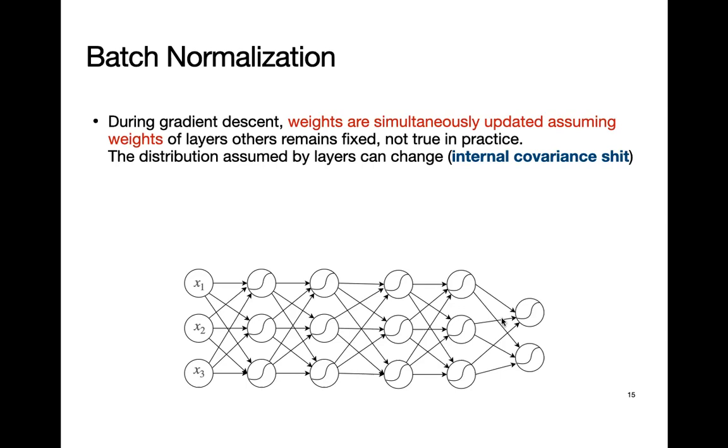So for all of these reasons, what we want is that the internal layers should have the same mean and the same standard deviation as we did for our input data, right? So how can we standardize it? That's the purpose of batch normalization.